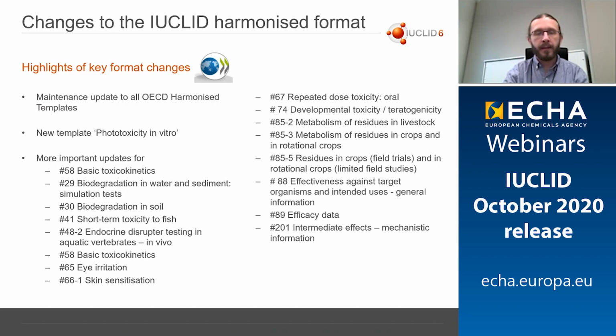And then you will see on this slide a list of the templates that have been more largely modified in this release. So you can see for example, the basic toxicokinetics template, and the skin sensitization, the residues in crops and in rotational crops, or also changes done in order to implement the latest version of the intermediate effects reporting used to report mechanistic information.